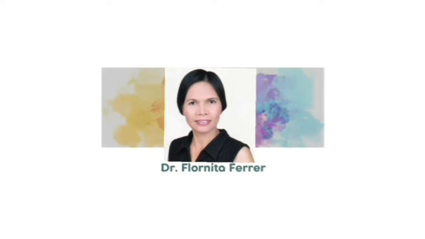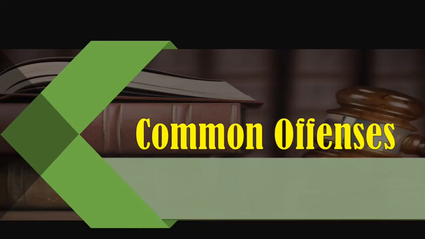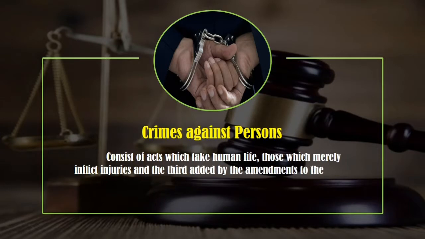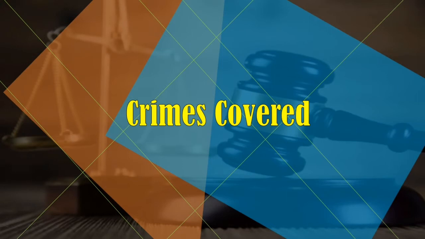Our topic this morning is on common offenses, particularly with crimes against persons. So what are these crimes against persons? This consists of acts which take human life, or those which merely inflict injuries, and the third, added by the amendments to the rape law, is sexual crimes. So here are the crimes covered under crimes against persons.